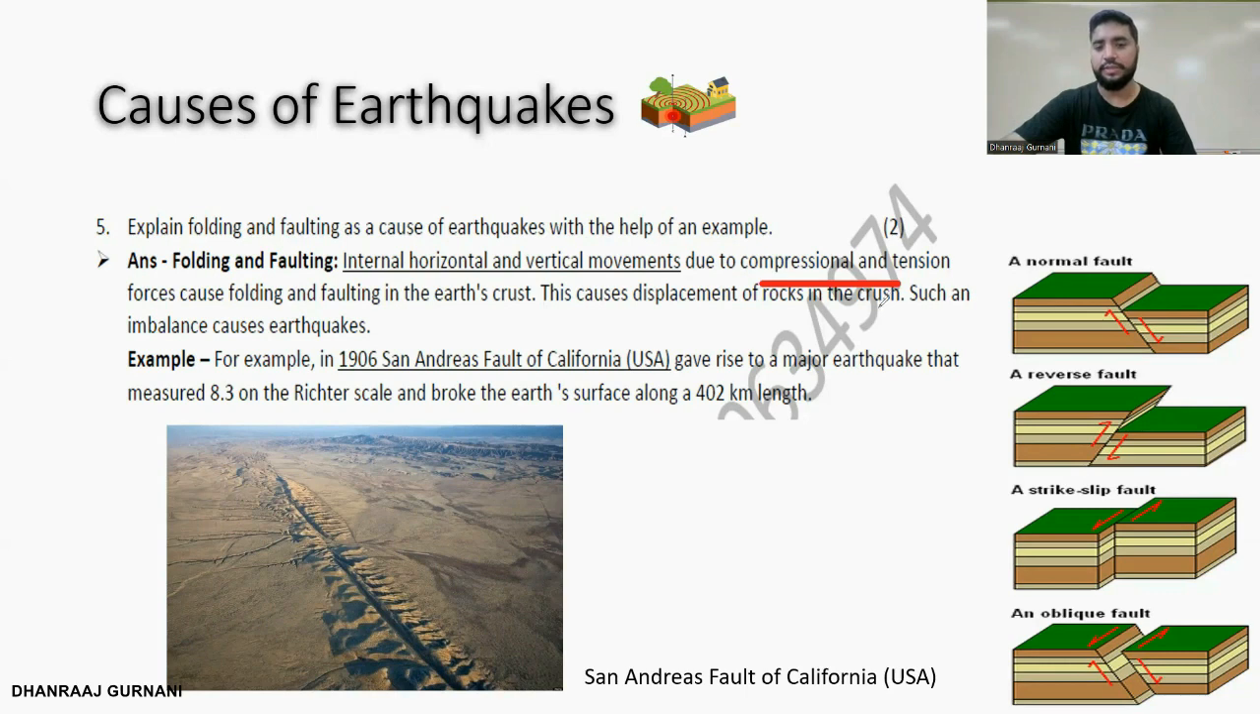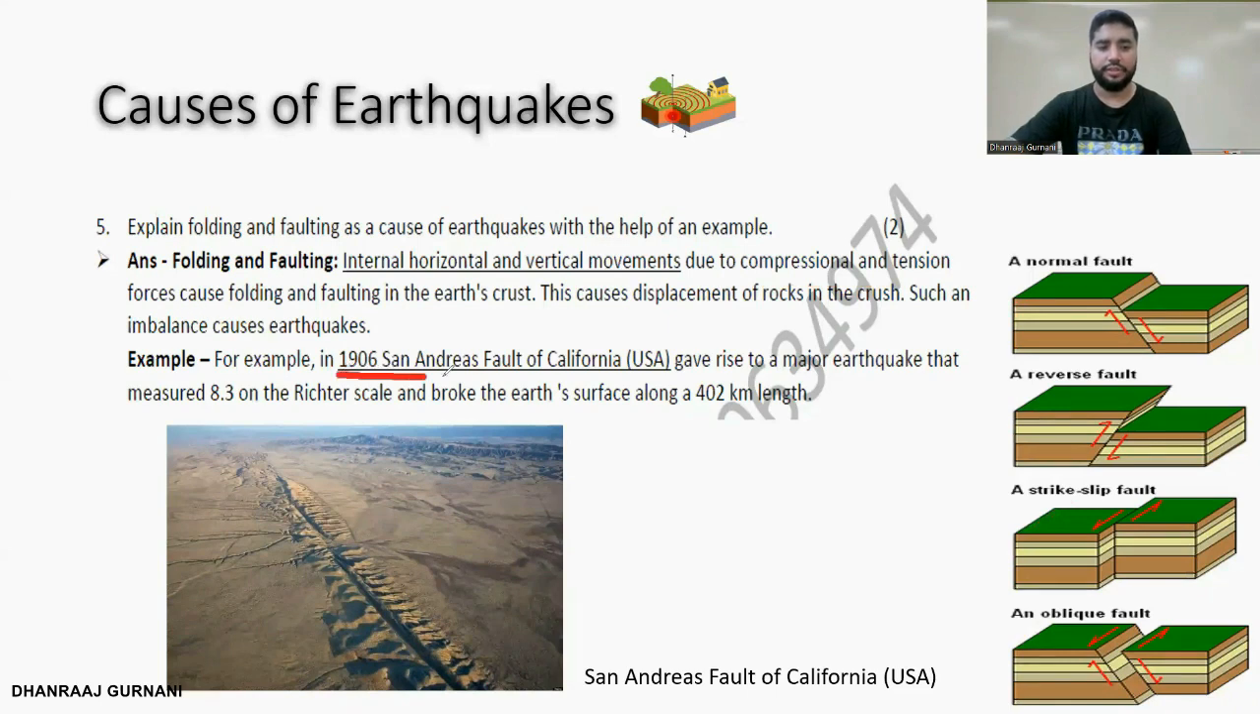These cause displacement of rocks in the Earth's crust. Such an imbalance causes an earthquake. Here you have some images of horizontal and vertical movements, and different types of faults which cause an earthquake. So internal, horizontal, vertical, compressional and tensional forces cause folding and faulting. This causes displacement of the rocks inside the Earth's crust. As a result, an imbalance is caused, causing an earthquake.